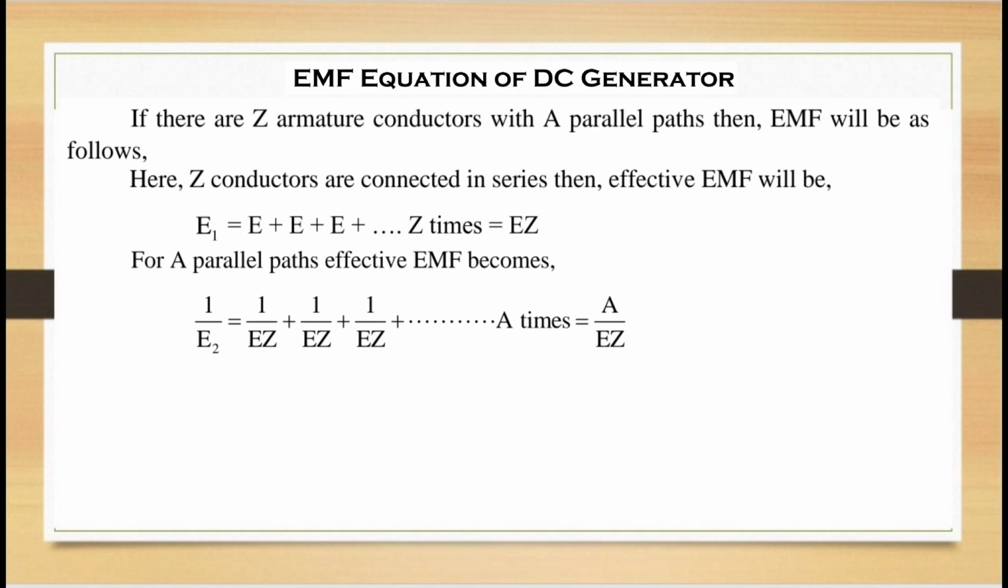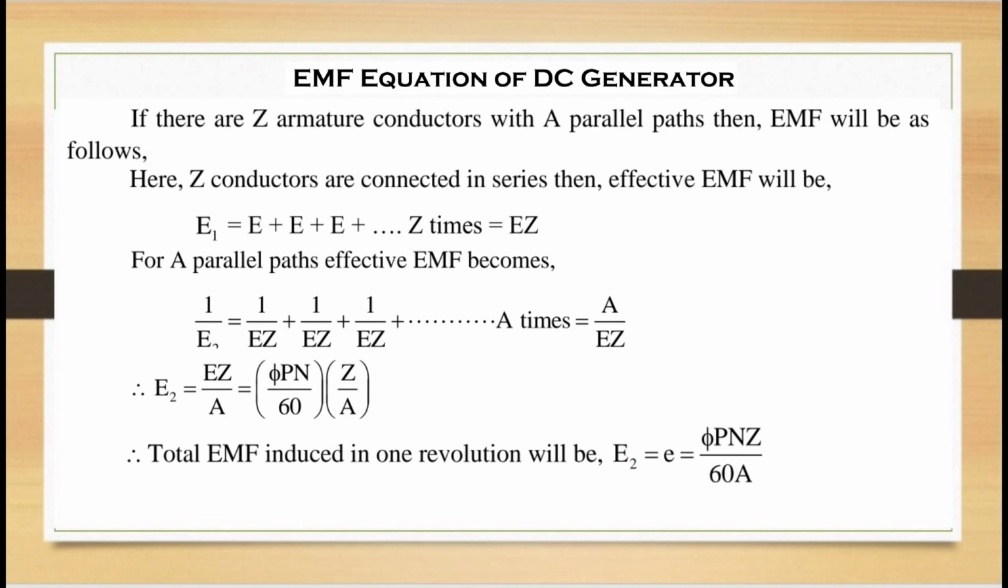If there are A parallel paths, the effective EMF becomes 1 by E2 equals 1 by Ez plus 1 by Ez plus 1 by Ez plus and so on up to A times, which is equal to A by E into Z. Finally E2 equals Ez by A. Now substitute the value of E, then that is equal to phi P N by 60 into Z by A. So the total EMF induced in one revolution will be E2 equals small e, which equals phi P N Z by 60A. This is the required EMF equation of a DC generator.